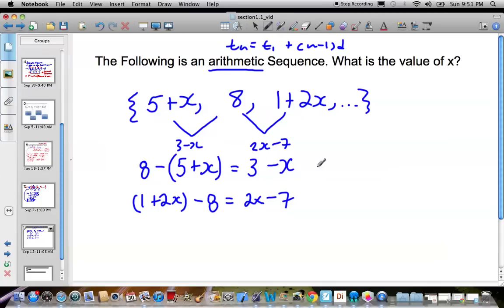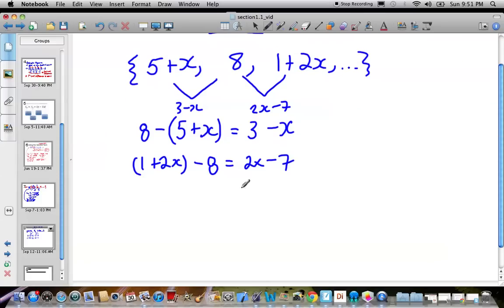But since it's an arithmetic sequence, we have a common first level difference. So these things should be equal to each other. So we can go like this. 3 minus x, and then 2x minus 7. So all things well and good, these equal each other. We can solve this guy. So let's solve it for x.